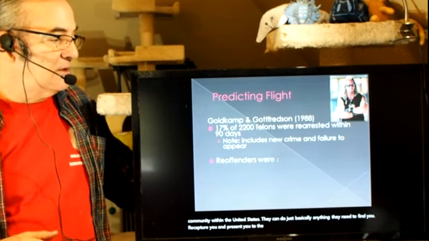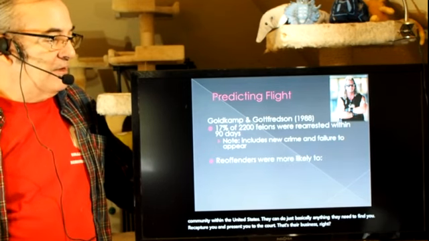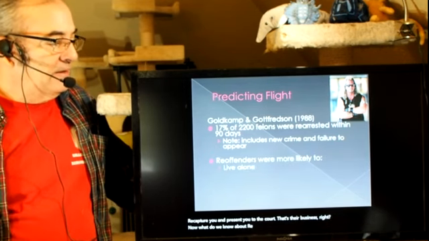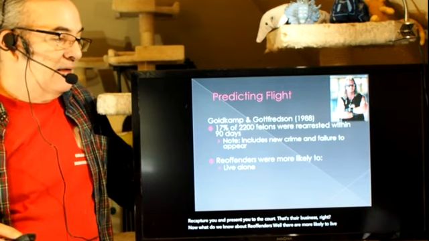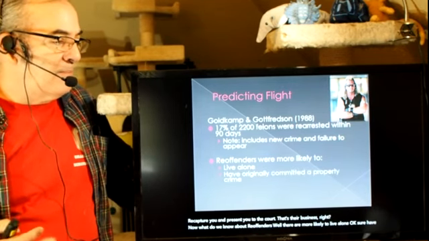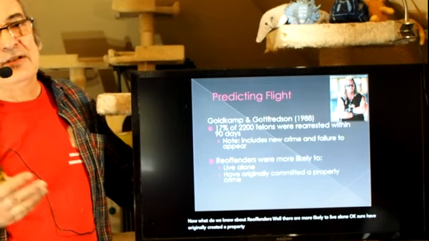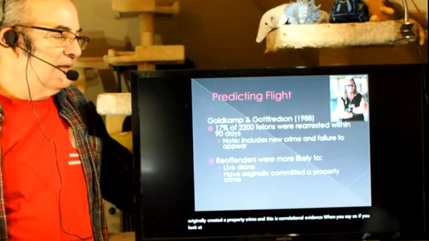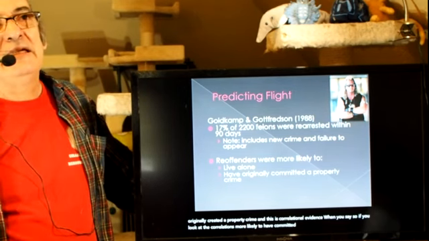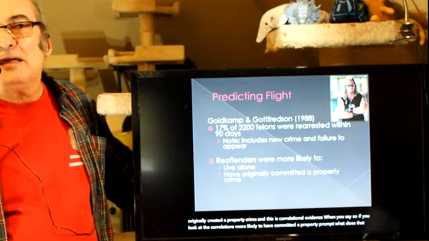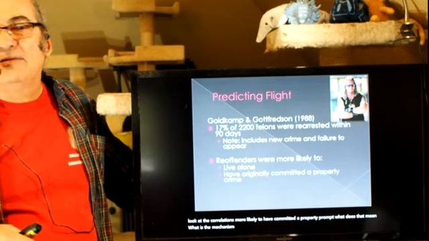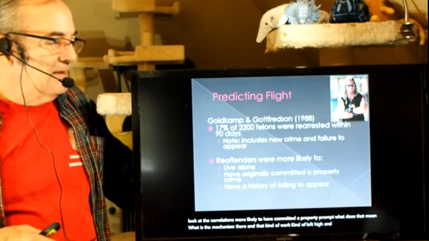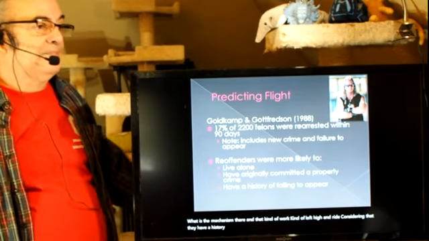That's their business, right? Now, what do we know about reoffenders? Well, they're more likely to live alone, have originally committed a property crime, and this is correlational evidence. When you look at the correlations, they're more likely to have committed a property crime, but what does that mean? What is the mechanism there? We're kind of left high and dry considering that. They have a history of failing to appear.